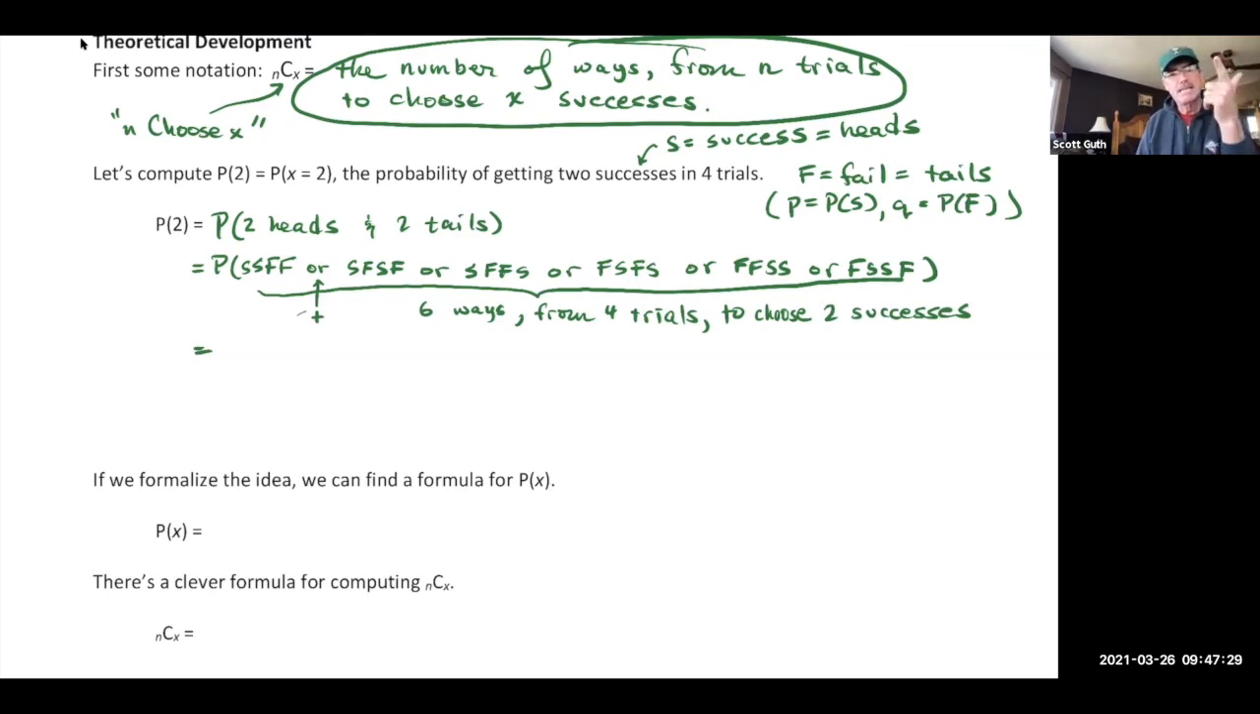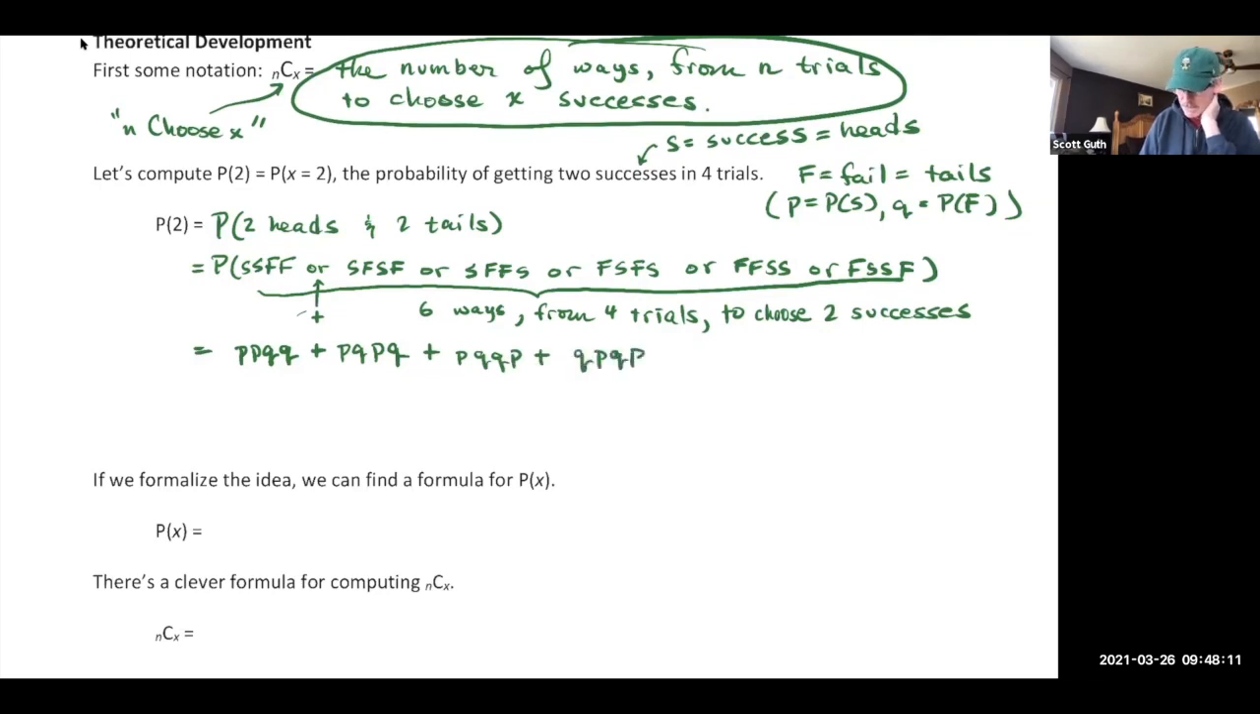The success, success, fail, fail, those are ands, because I'm saying the first one's a success and the second one's a success, third one's a fail, and the fourth one's a fail. Every time I say and, that's a multiply. Success, the probability is P, fail, the probability is Q. So this is what I mean. You have P, P, Q, Q, 2 successes, 2 failures. Or means add. Success, fail, that's P, Q, P, Q. Or means add. Okay, P, Q, Q, P plus Q, P, Q, P.